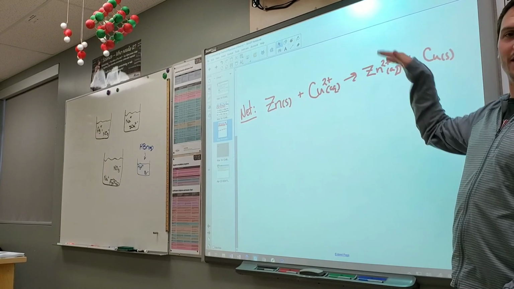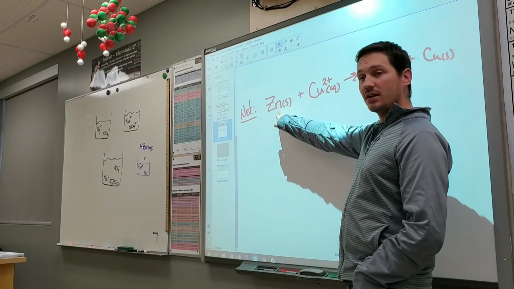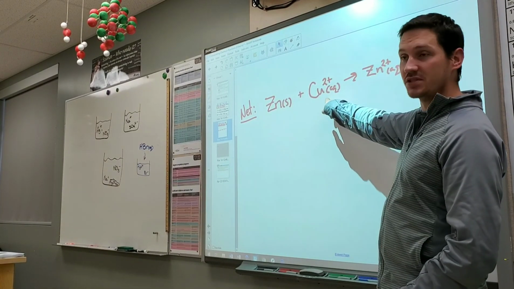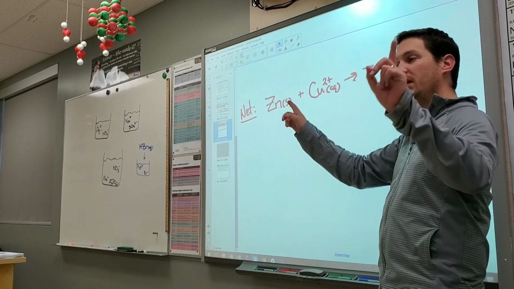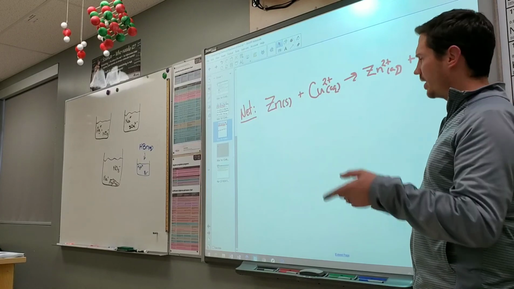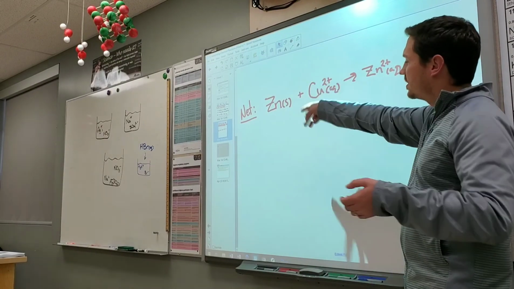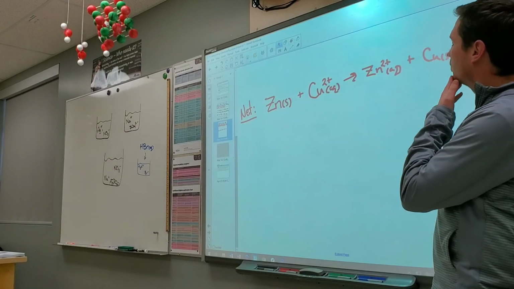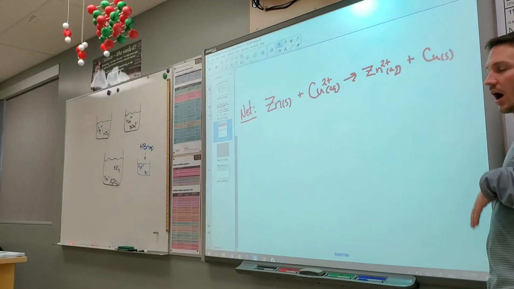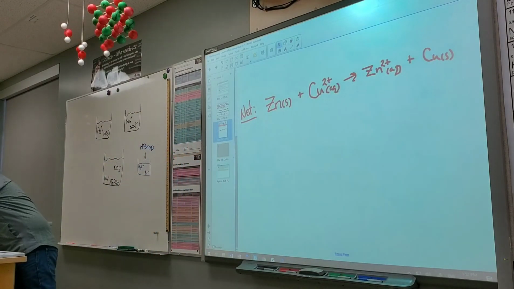That's okay. So zinc plus copper 2 sulfate, but the copper 2 sulfate split up, made zinc sulfate, which splits up. So the sulfate doesn't do anything. So it's zinc plus copper 2 ions makes zinc 2 plus ions and copper metal. I want to be very, very clear about this.